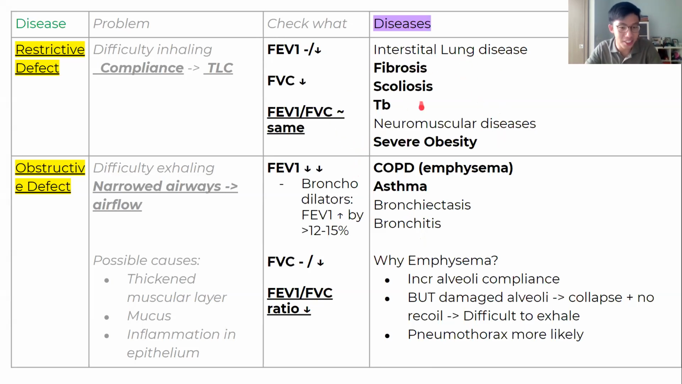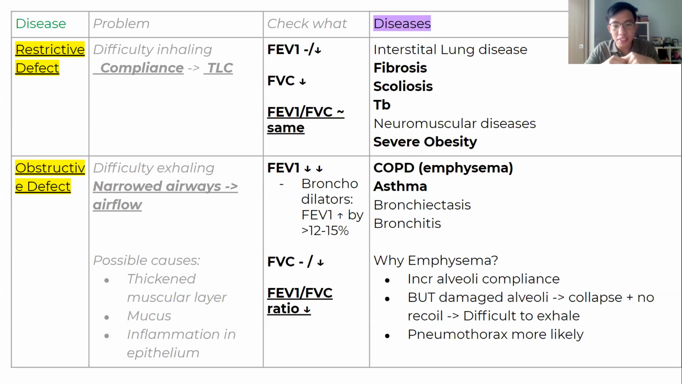So you need to know these diseases in bold. The second thing is on obstructive defects. For COPD and asthma, they're actually obstructive. So why is that so? Because in asthma, you actually have a narrowing of your airways. And because of that, it's difficult for you to blow through these narrow airways, and therefore it's obstructive.